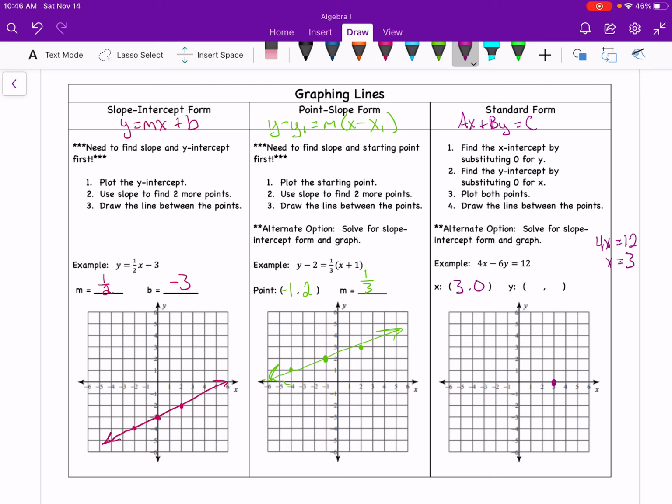Then I'm going to do the same thing and find the y-intercept. So -6y equals 12. Oops, forgot the y. Divide by -6, so y equals -2. So our y-intercept is 0, -2. Once we have our x and our y-intercept, go ahead and draw the line between those two. Again, your alternate option is to solve for slope-intercept form and graph from that.